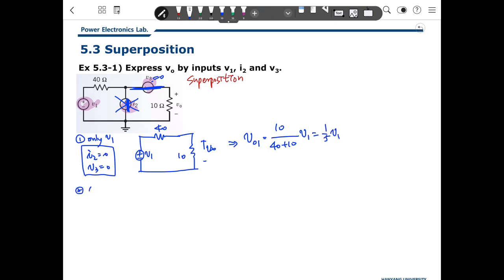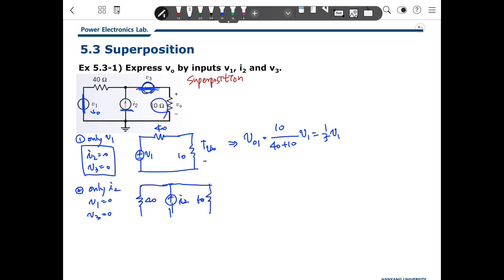Second is only I2. That means V1 is 0 and V3 is 0. Then what's the meaning here? V1 is 0, that means it's a short circuit. So there is only the 40 ohm, and this exists, the current source I2. And this is 0, so that means short. And this is 10. And here, this is VO2.